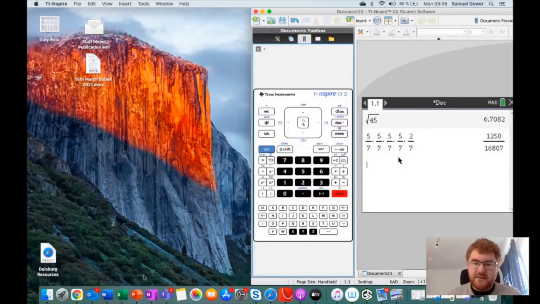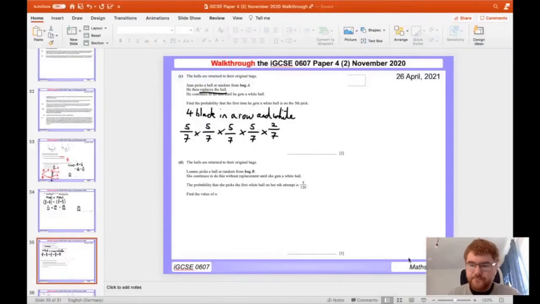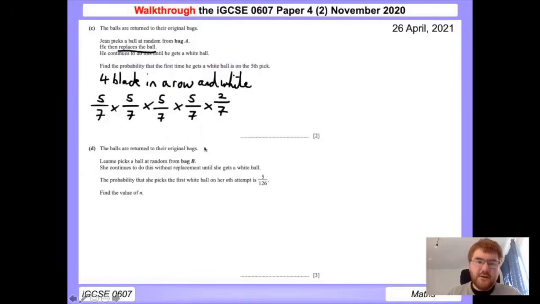1,250 over 16,807. Again, 2-mark question. So I'd write that working I've just written and then write the answer. So 1,250 over 16,807. Okay, key thing is just I would write your logic here. So 4 black in a row and then a white. Okay, because otherwise the white's already picked.